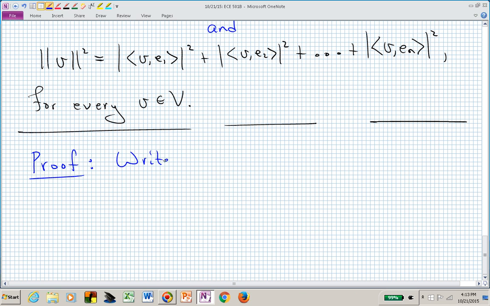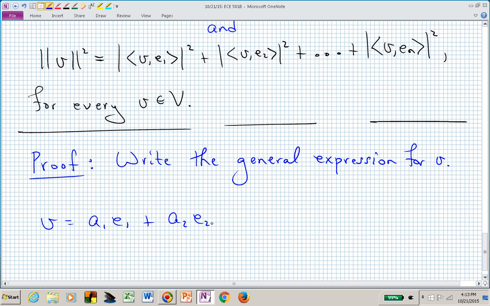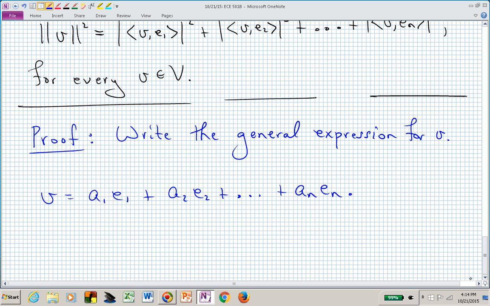Suppose that we now write the general expression for V, where V is some scalar times E1, and the scalar we'll call A1, plus A sub 2 E2 plus through A sub n E sub n. And we know that's true, or can be done, because we know these E's are a basis in our vector space V. So we can find scalars A1 through A sub n to make this true.